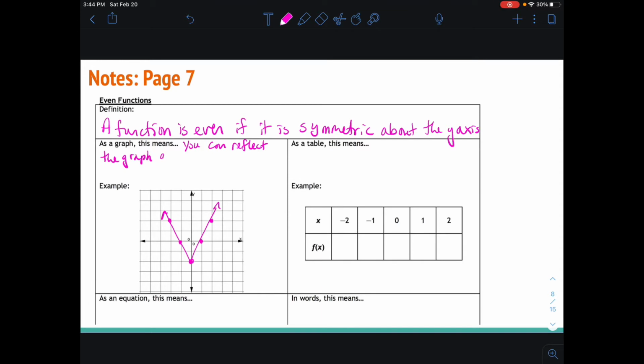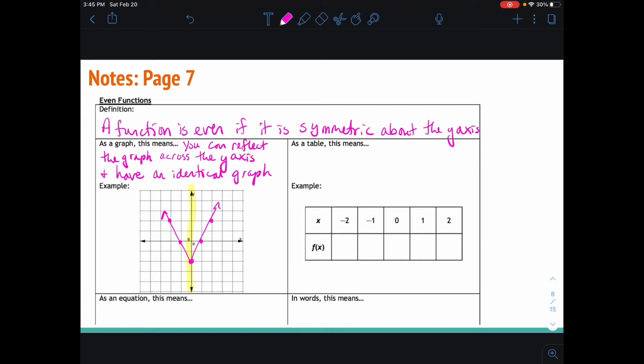across the x-axis, sorry, the y-axis, pardon me, across the y-axis, and have an identical graph. So again, we're looking at this y-axis, and we can see that symmetry. If we reflect across the y-axis, we will produce the exact same graph.